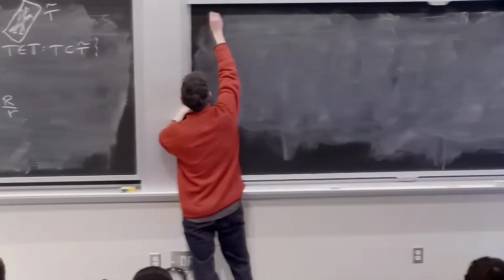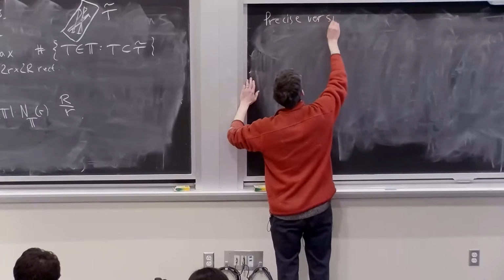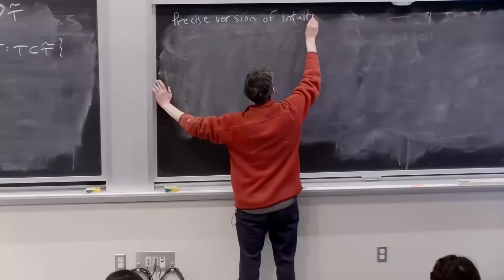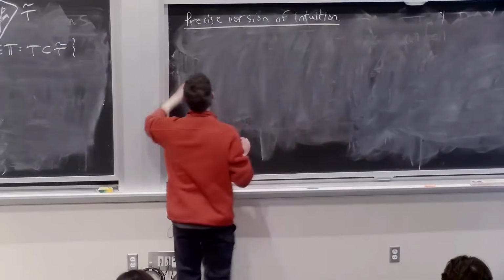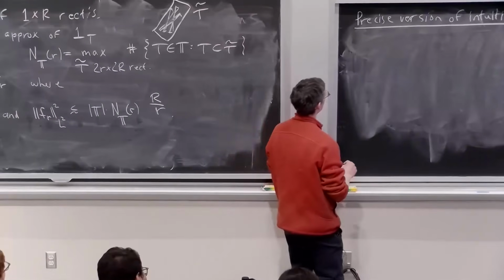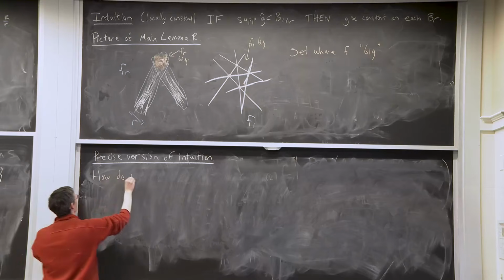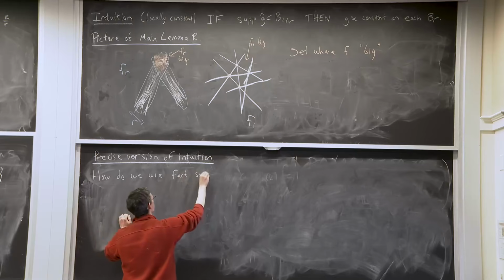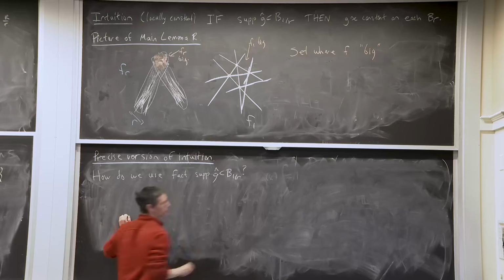So here's a precise version of the intuition. OK. So how do we use the fact that the support of g hat is contained in something like phi of 1 over r?